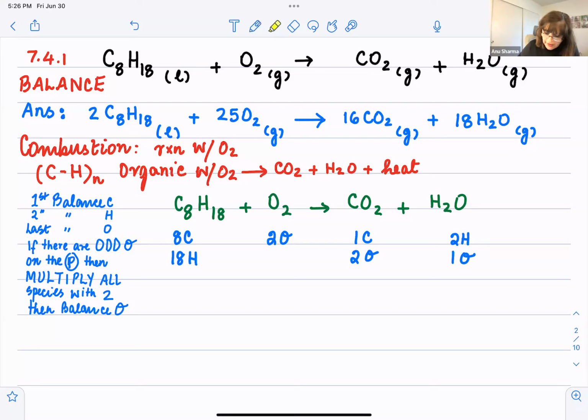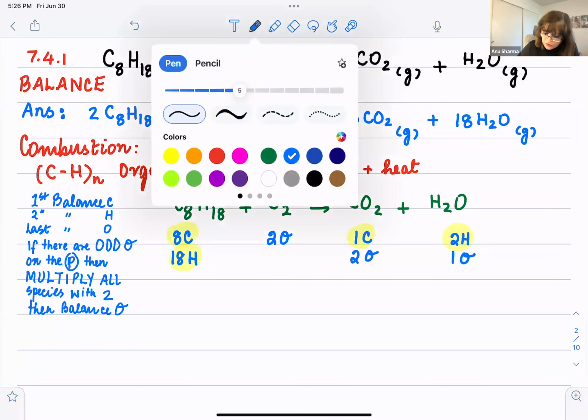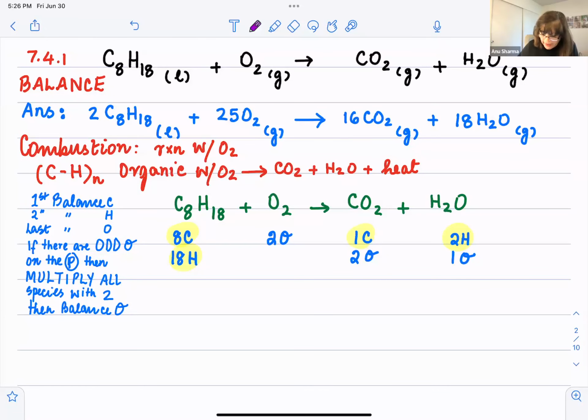We have 8 carbons here and only 1 carbon here, not balanced. 18 hydrogens, and we have only 2, not balanced. So let's focus on these first. Let's put here 8 carbon. If we put 8 here, that means this 8 applies to carbon.